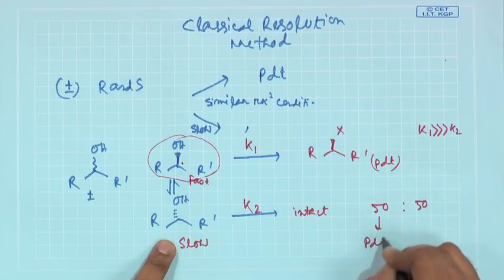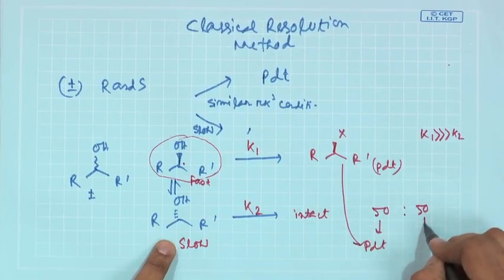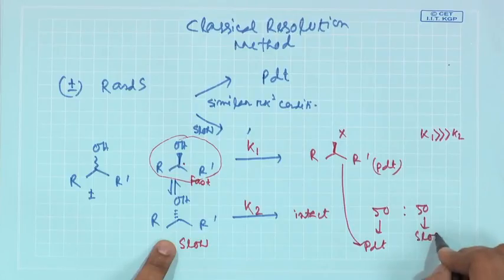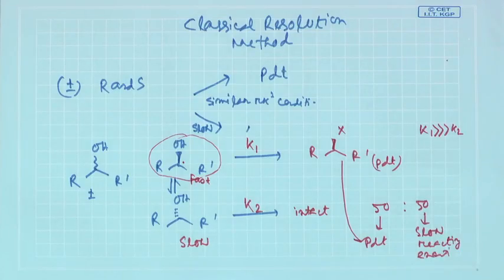So, in principle after this reaction is over, you will get a 50-50 mixture of, in one case, this product, which is nothing but this one, and 50% of this slow reacting enantiomer. Okay. So, this is called kinetic resolution, because there is a huge kinetic rate difference between these two enantiomers. Now, what causes this huge kinetic rate difference?